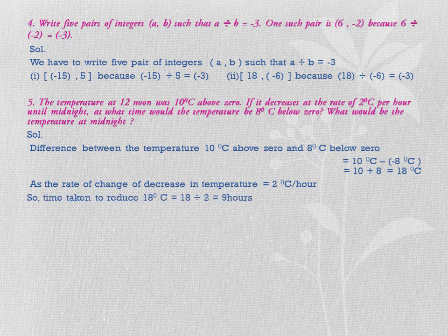So, the time required is 18 divided by 2, which is equal to 9 hours. The freezing process started at 12 noon, and 9 hours are taken. Therefore, 12 plus 9, at 9 p.m., the temperature becomes negative 8 degrees Celsius. I hope all of you understood.